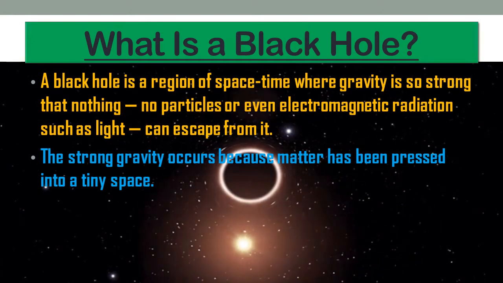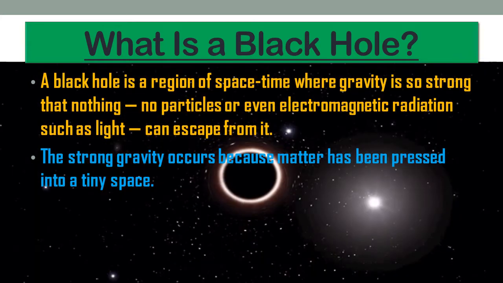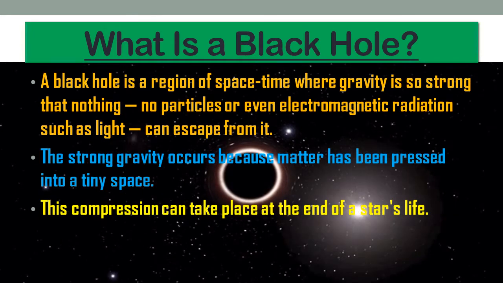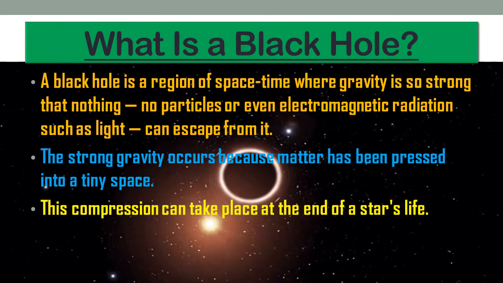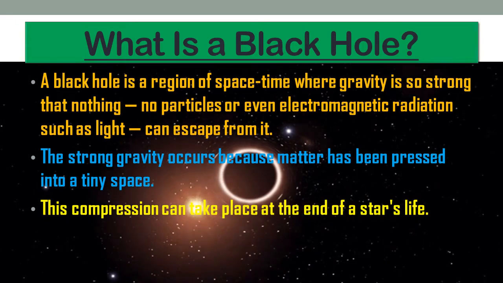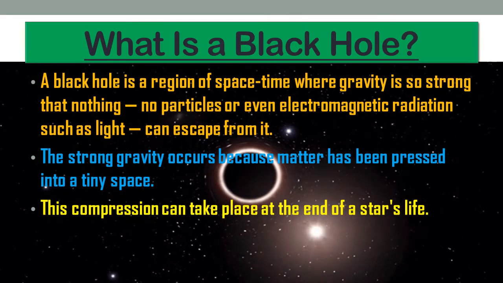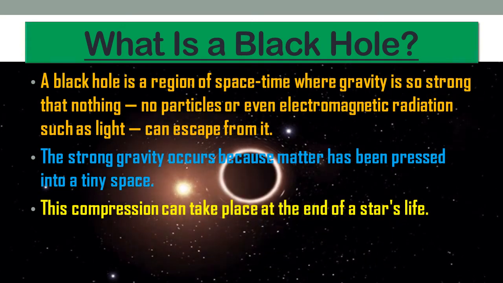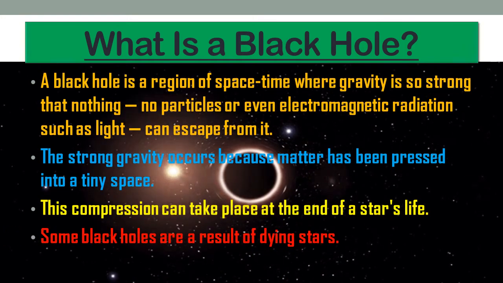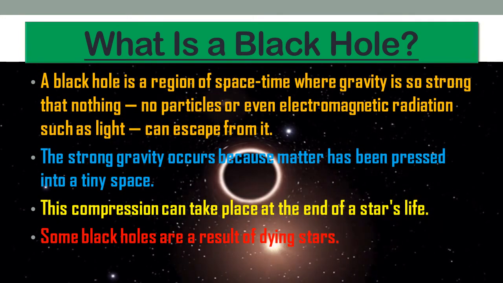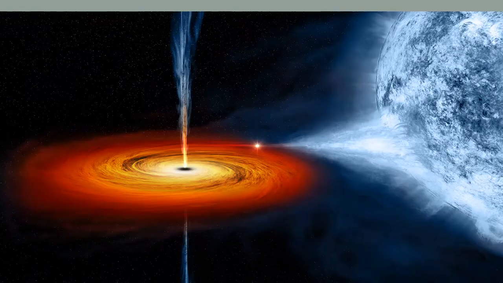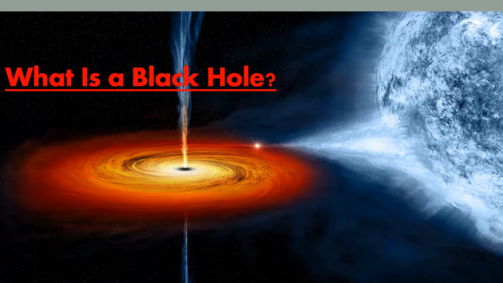The strong gravity occurs because matter has been pressed into a tiny space, and this compression can take place at the end of a star's life. We have already discussed in one of our videos on the life cycle of a star, in standard 8, that one of the end stages of a star is the black hole. Some black holes are a result of dying stars. That means the end stage of a star is a black hole.